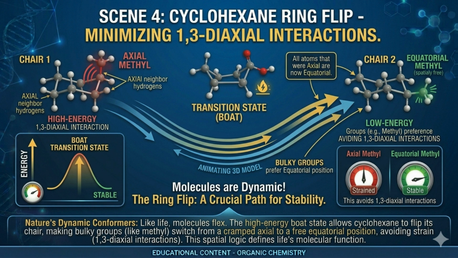In chair conformation, take a look at the first chair on the left. We have a methyl group sitting in an axial position pointing straight up. Notice those red tension lines? That's because the bulky methyl group is physically bumping into its neighboring hydrogen atoms.